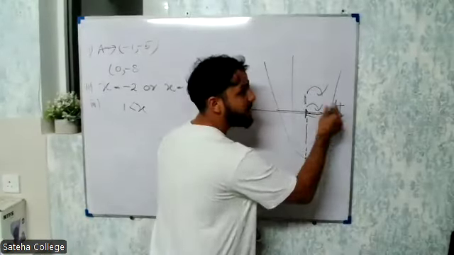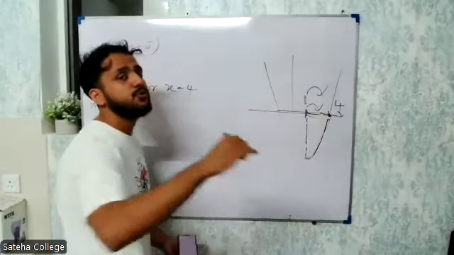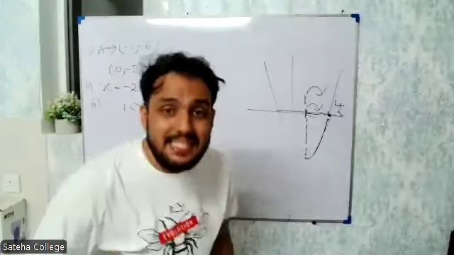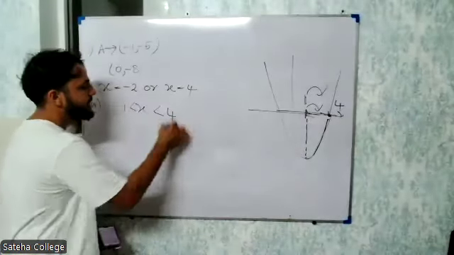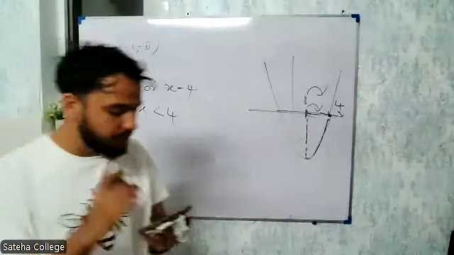Until what point is the graph negative? Until x is equal to 4. When x is equal to 4, the graph is 0. Is it negative? No. That means x should be less than 4. So this is a range: x is greater than 1 and x is less than 4.